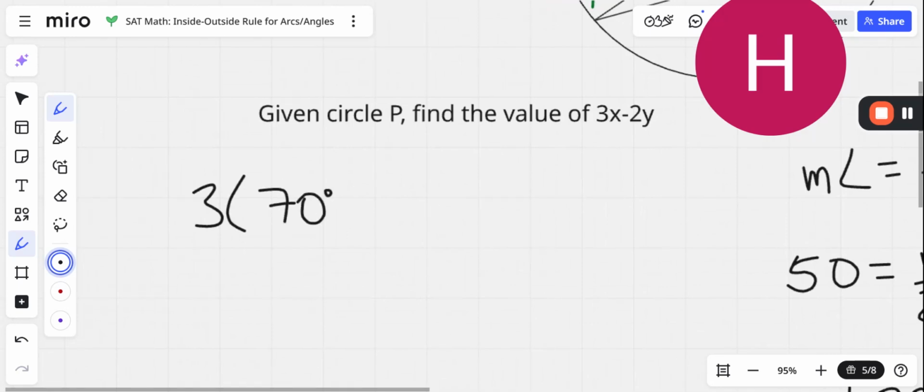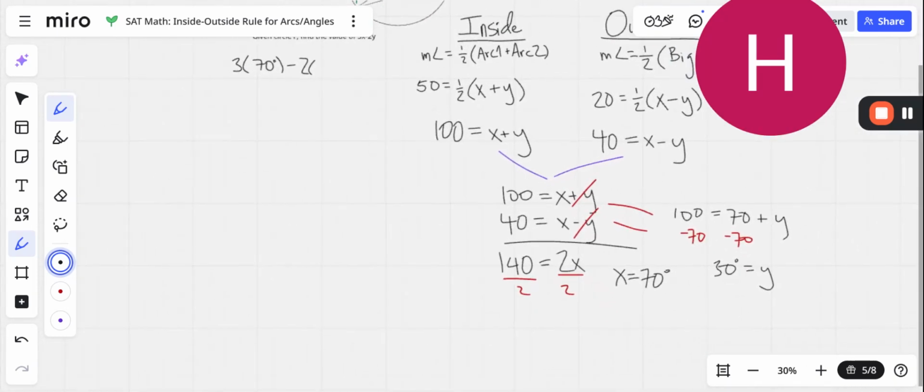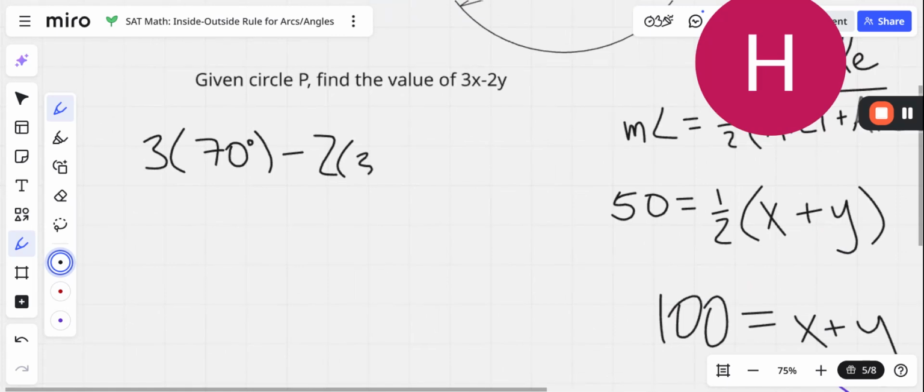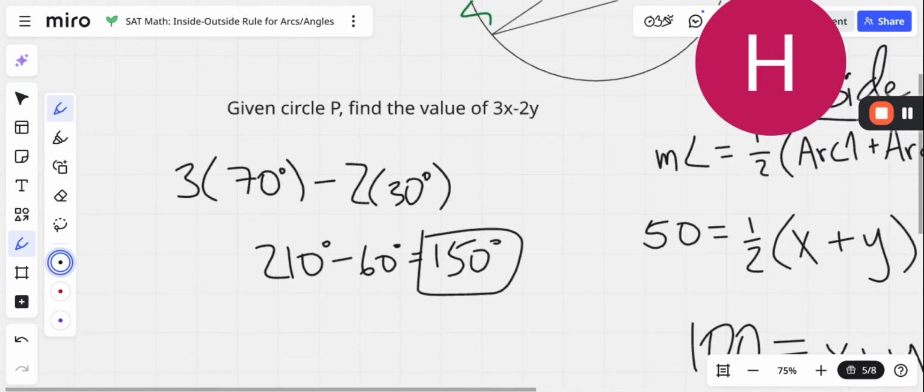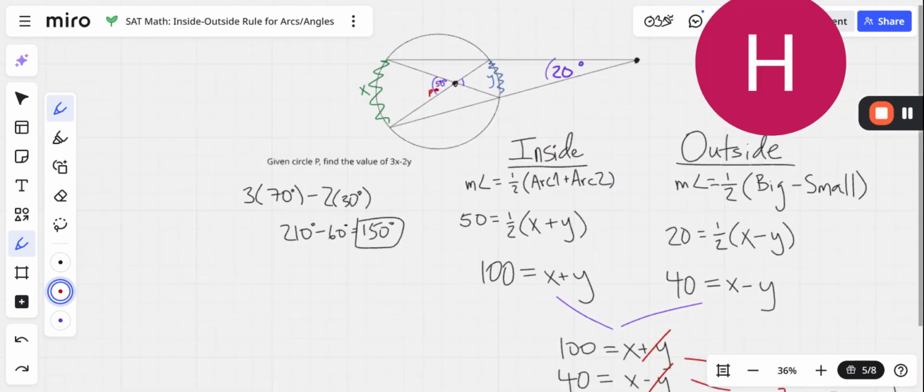Plug in your 70. Plug in your 30. Was it 30? Am I tripping? No, it's 30. Minus 2 times 30, so we get 210 degrees minus 60 degrees for a total of 150 degrees. Very SAT-like for them to not just have you solve some variables, but then to do this sort of extra step and interact them somehow. Maybe you have to add them, maybe you have to multiply them, or in this case, you had to produce a linear combination, which just means multiplying them by some number and then adding or subtracting them together. Okay, pretty quick, good, clean family fun there.